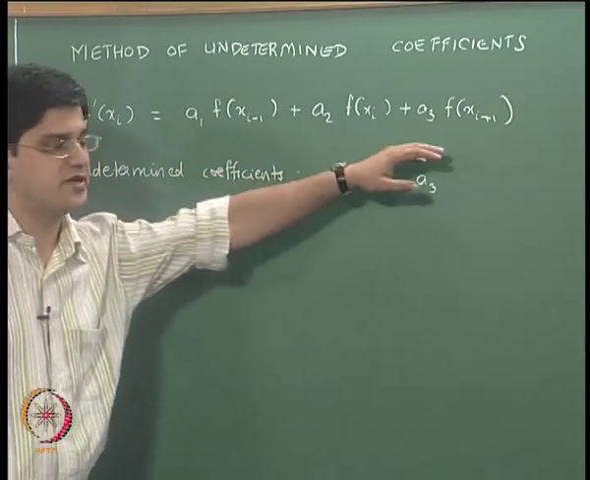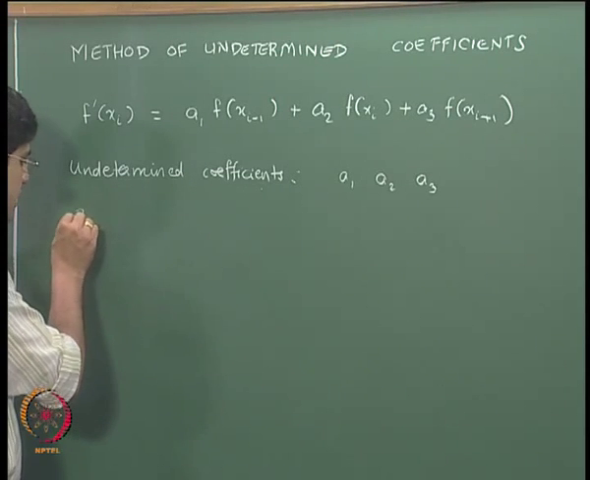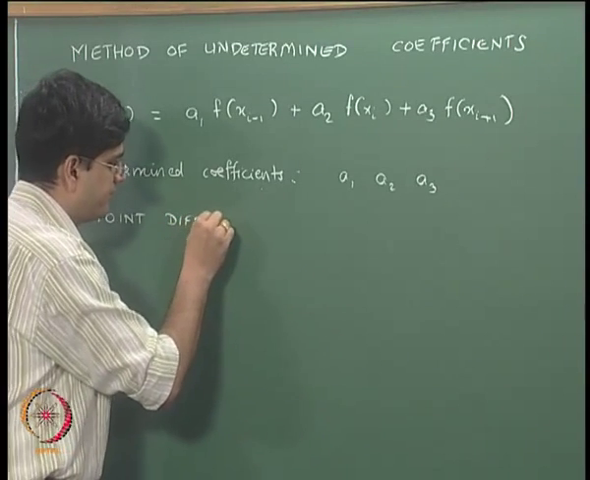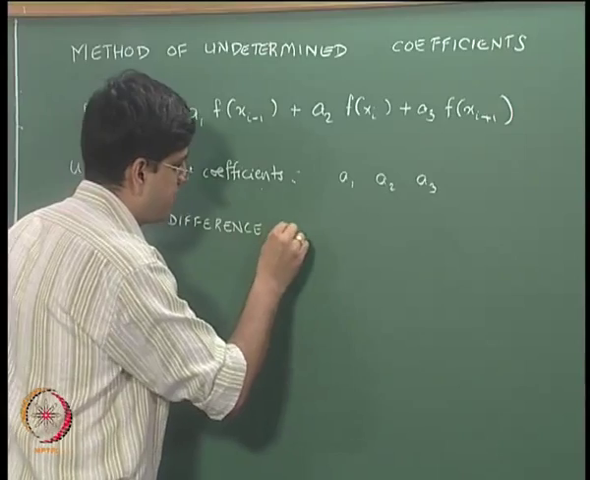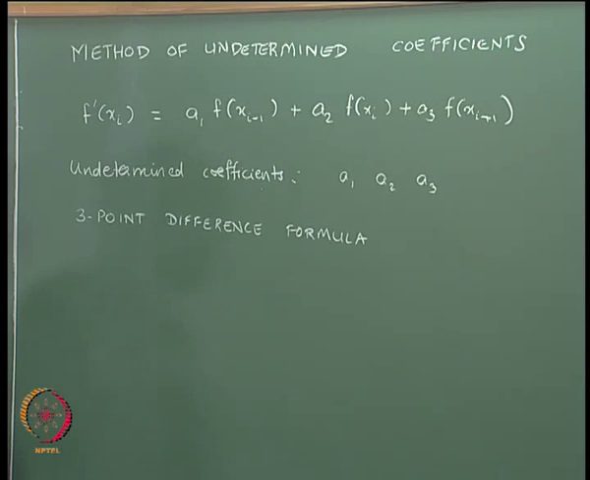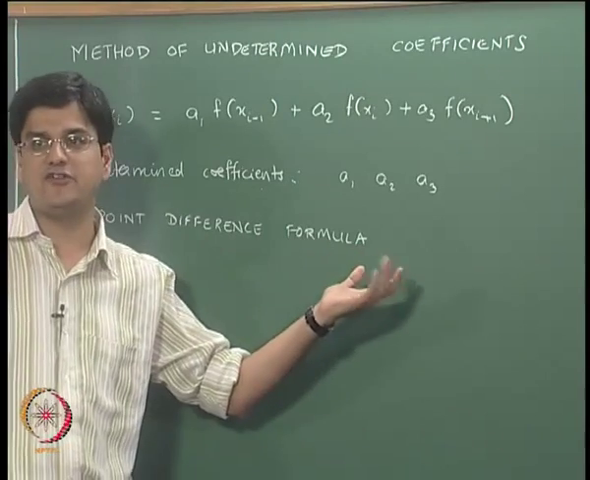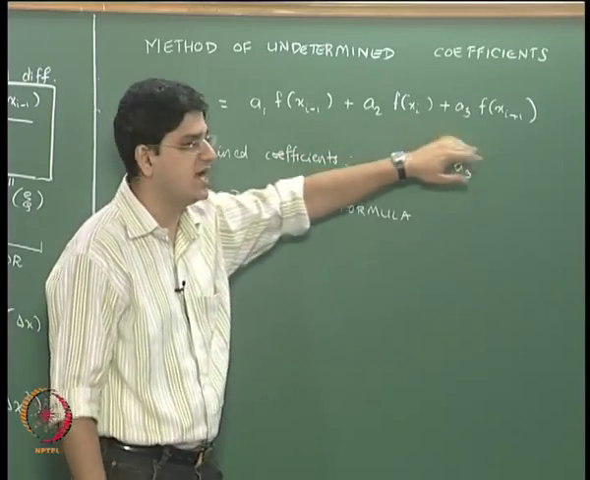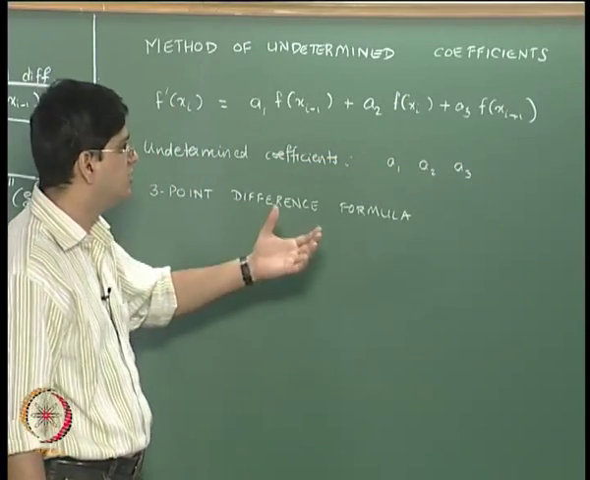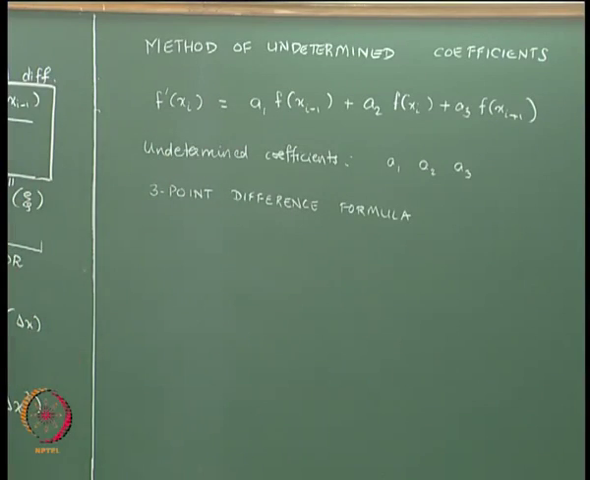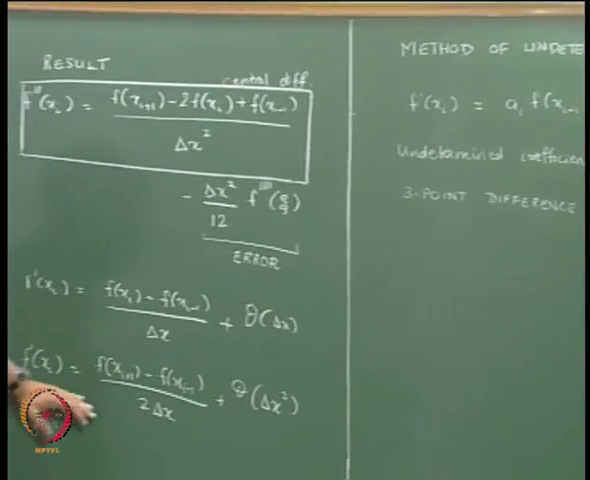What we are trying to do is get a 3-point difference formula for the first derivative f dash of x at x equal to x_i. Why a 3-point difference formula? Because we are going to use the points x_i minus 1, x_i and x_i plus 1 to derive that particular formula. Okay. So what is the 3-point difference formula for f dash of x_i? It is nothing but the central difference.